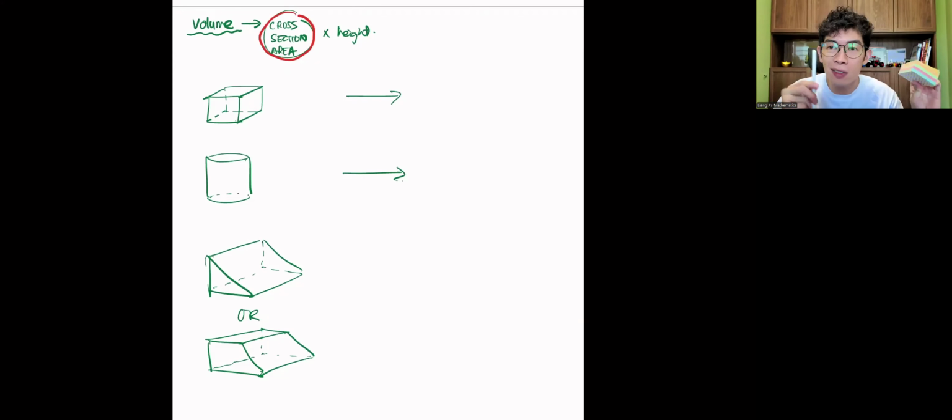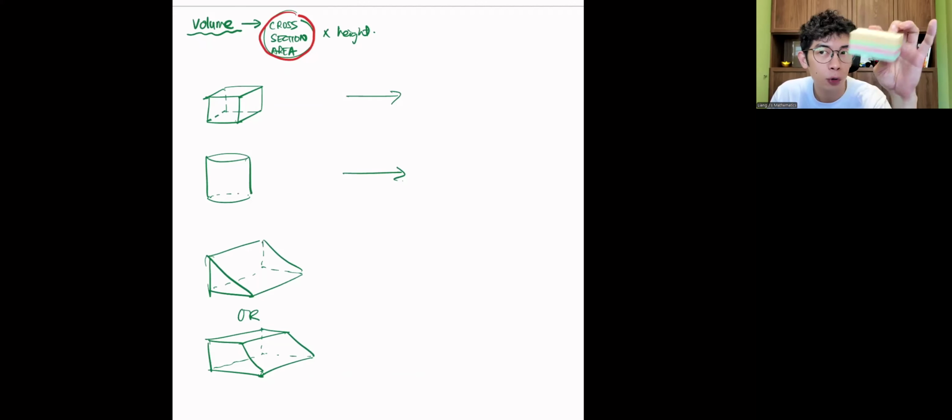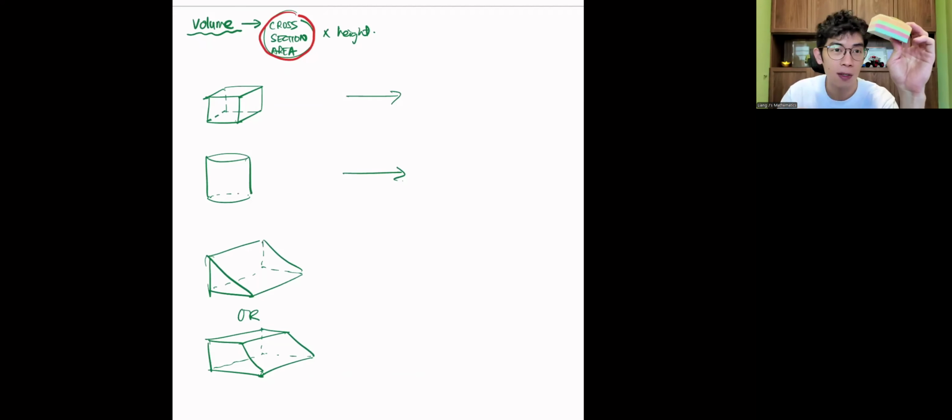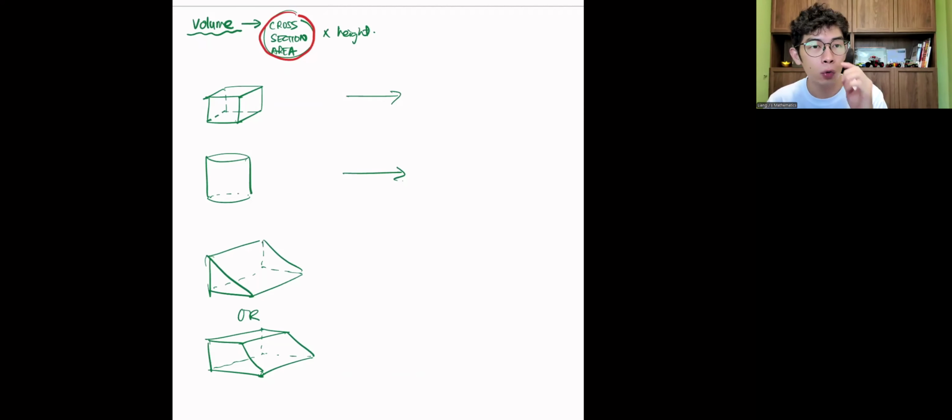So how many sets? S-E-T-S. How many sets of cross-section using the cuboid that I'm showing you? I'm showing you how to memorize it, so you don't have to refer to your exam formula sheets. Okay, so you have 3 sets, correct? So in order to remember your volume, you need 1 set only.